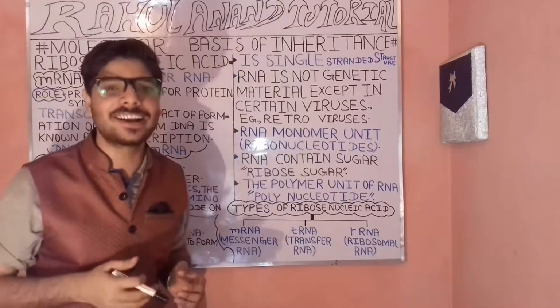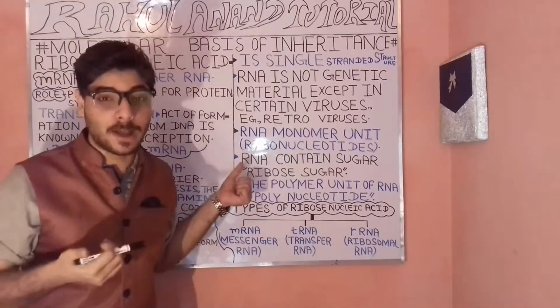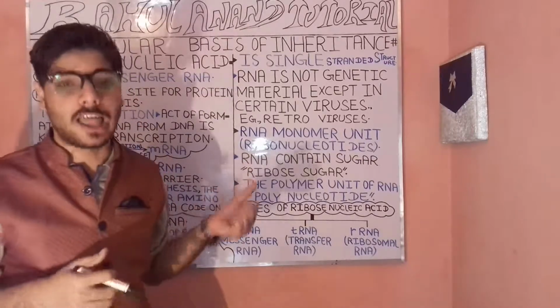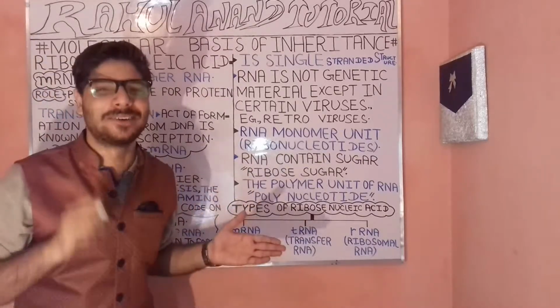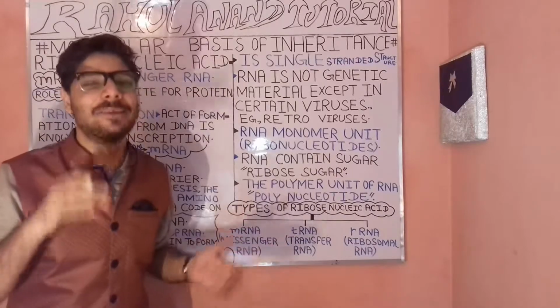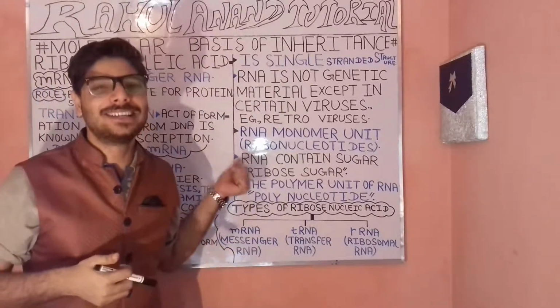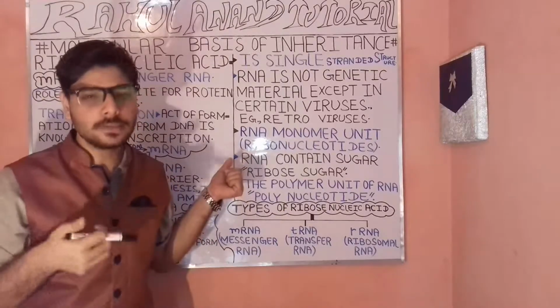So the process by which our DNA, the deoxyribonucleic acid, is converted into mRNA is known as transcription. Here we have a catalyst, the RNA polymerase.